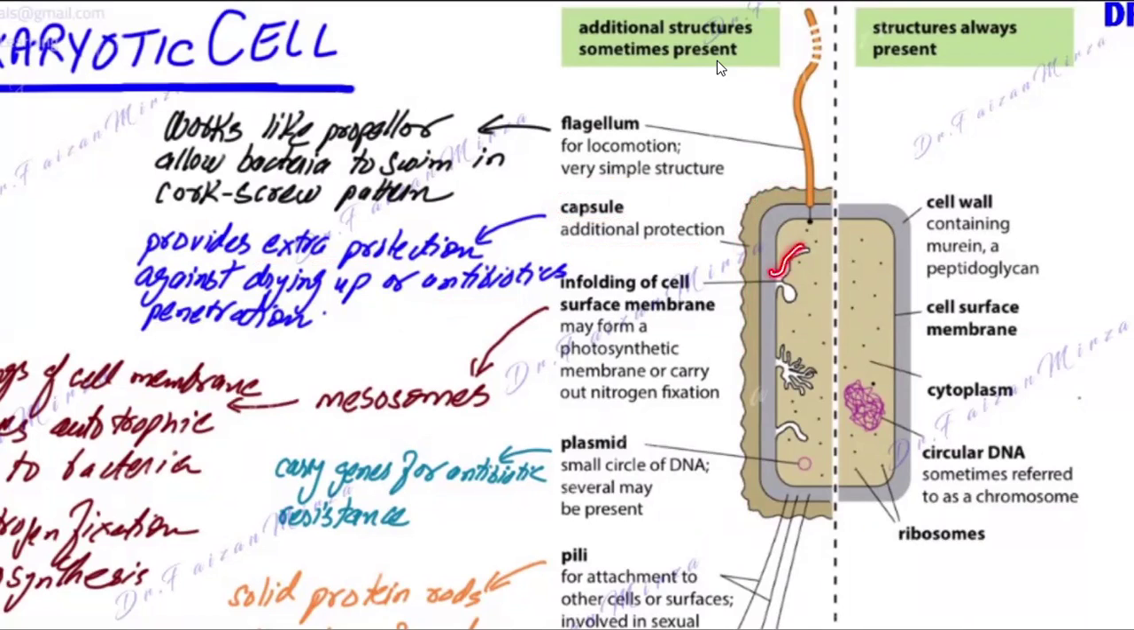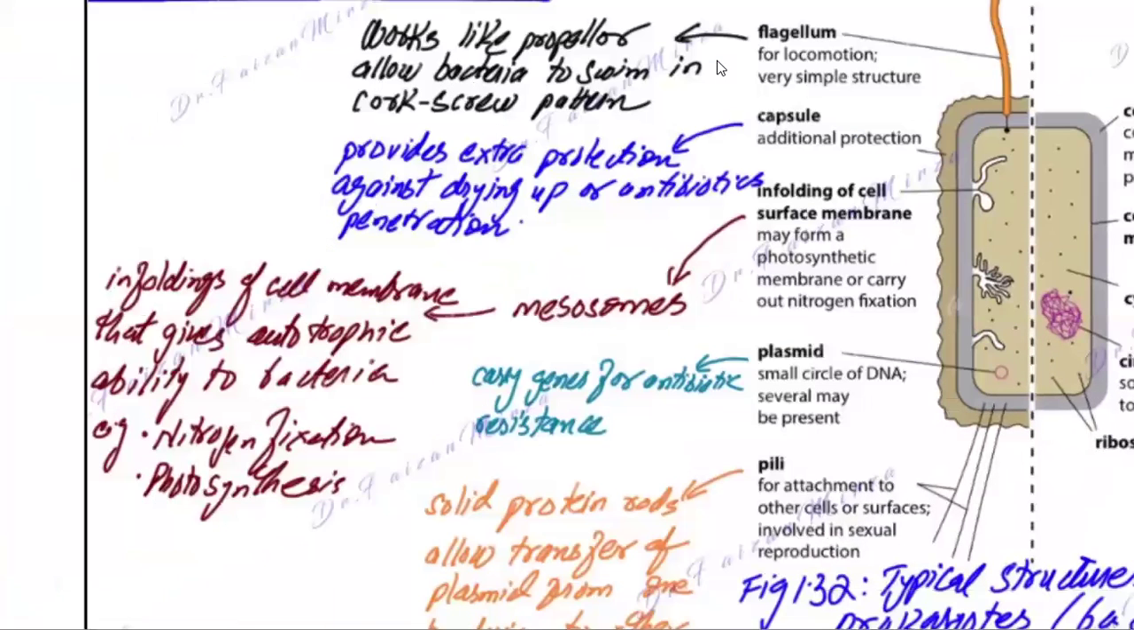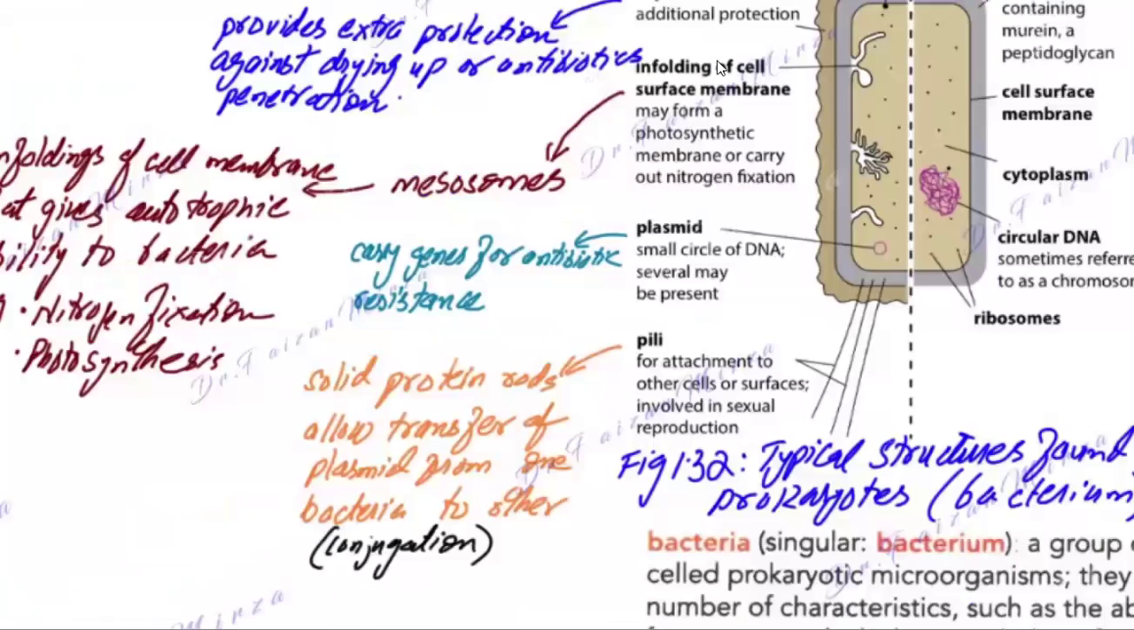Some bacteria have infoldings of the membrane, and these infoldings of the membrane have enzymes that allow nitrogen fixation and photosynthetic ability for the bacteria. These infoldings of the membrane are called mesosomes. The term mesosome is not part of your syllabus, but the concept is very much there that in these infoldings of the membrane, there are regions where enzymes are located for the autotrophic ability of the plants, oh sorry, of the bacteria.